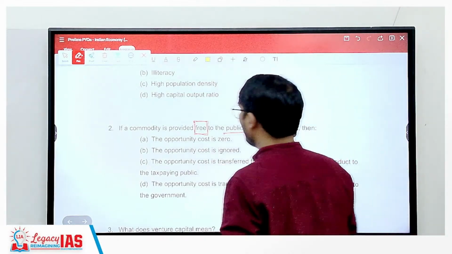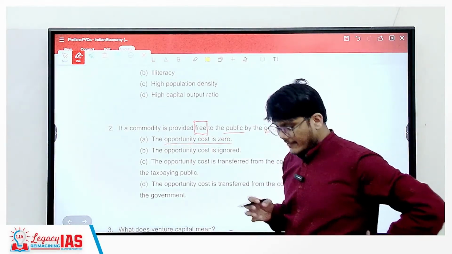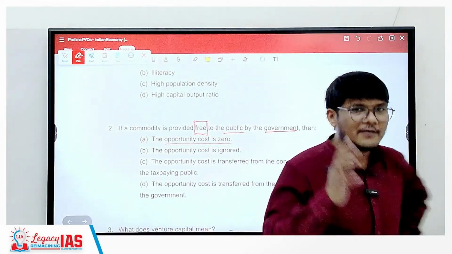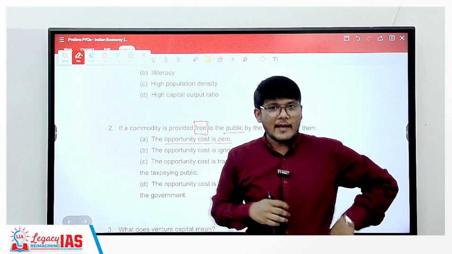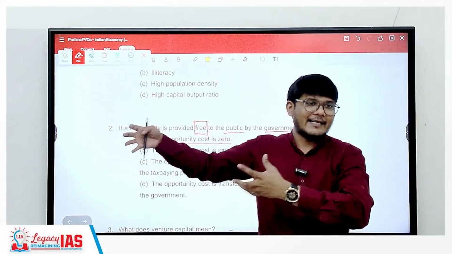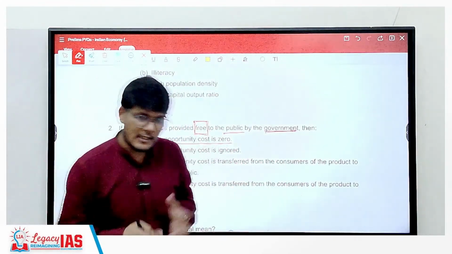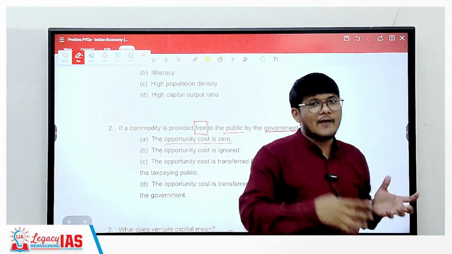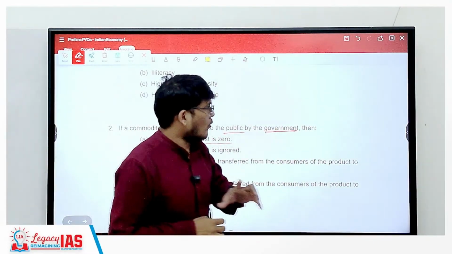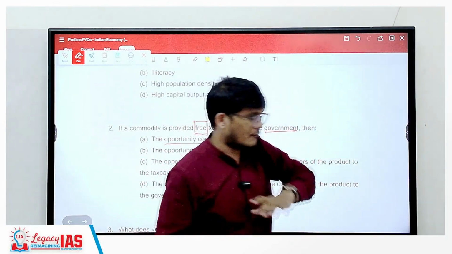Option A says opportunity cost is zero. Remember, it's very difficult for the opportunity cost to be zero. What is opportunity cost? I'll give you an example. I am here teaching all of you as a part of the Legacy IAS team. I am giving my time, effort, energy, everything here, for which I would get a remuneration. So what am I doing? I am giving my time, effort, everything, and I am getting a remuneration for it.